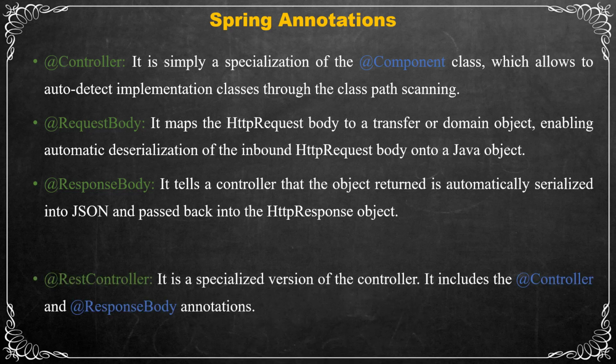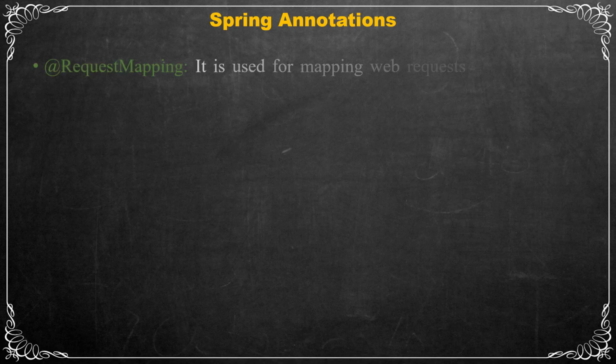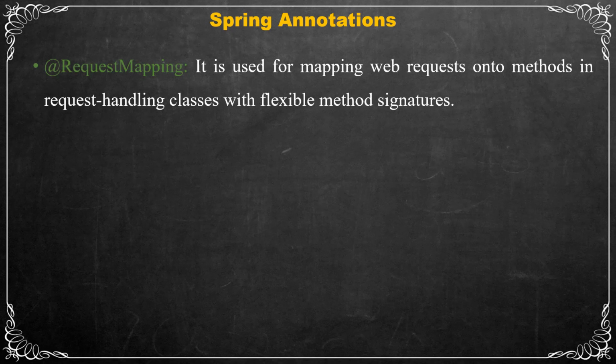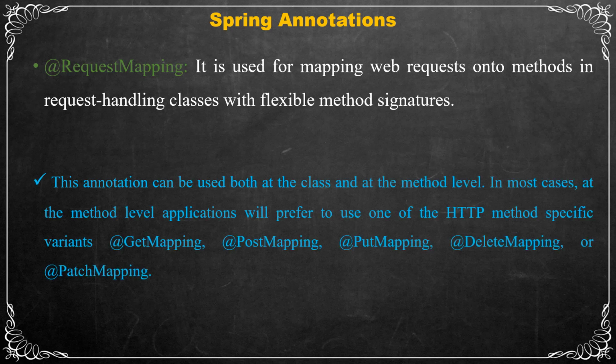REST controller is a specialized version of the controller. It includes the controller and response body annotations. Request mapping is used for mapping web requests onto methods in request handling classes with flexible method signatures. Please notice that this annotation can be used both at the class and at the method level. In most cases, at method level applications will prefer to use one of the HTTP method specific variants like get mapping, post mapping, put mapping, delete mapping, or patch mapping.